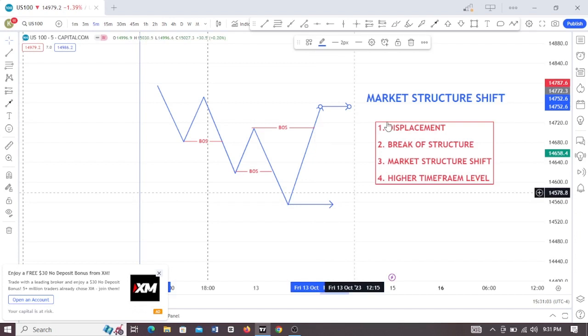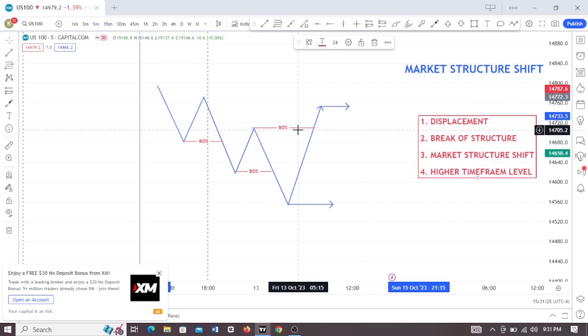Let me move this out of the way. So what we have is a break of structure. According to me, this is not a market structure shift yet. This is just a break of structure. Depending on a higher time frame level, this can be a liquidity grab or an inducement, right? So this, according to me, is not sufficient to say it's a market structure shift. That's why I didn't write it as a market structure shift, but I wrote it as a break of structure.